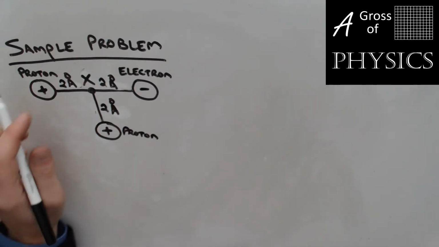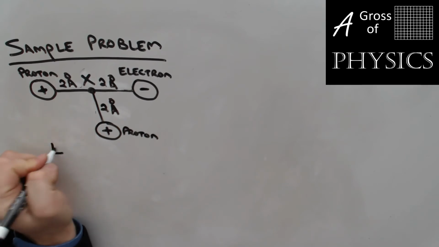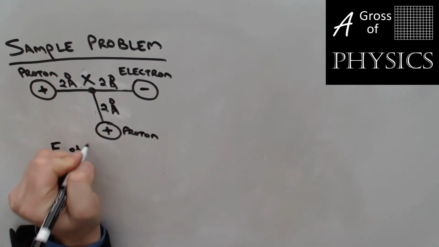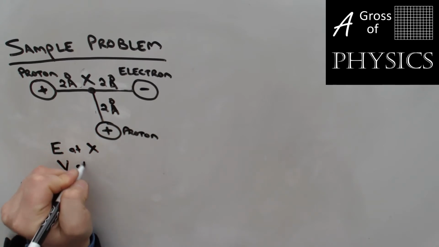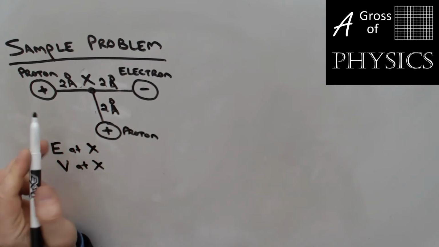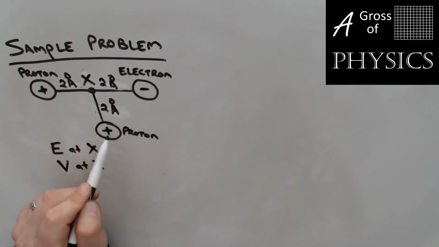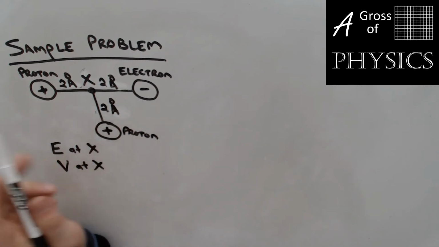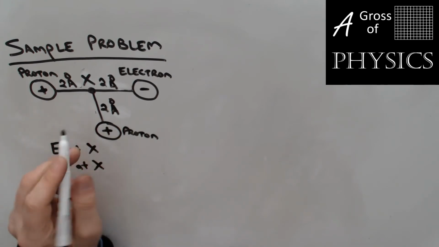Okay, what we're going to do is a sample problem, and we're going to find the electric field at point X, and we're going to find the electric potential at point X. Now, all of these, this proton, electron, and proton, are the same distance away from X. So the R value is going to be 2 angstroms.